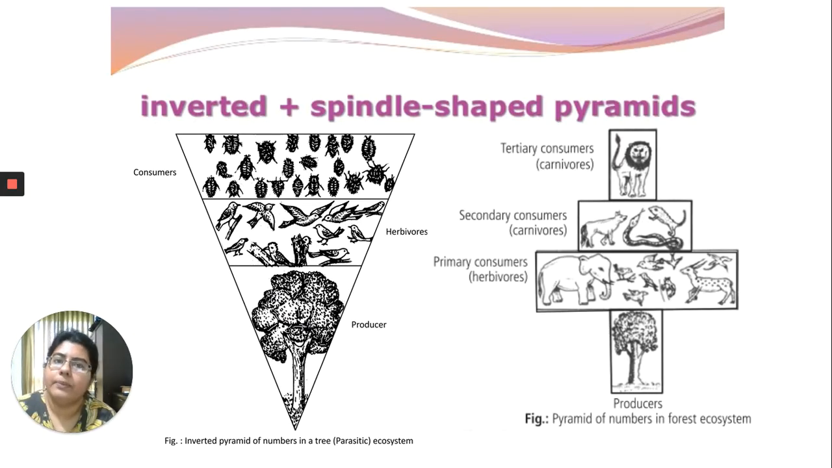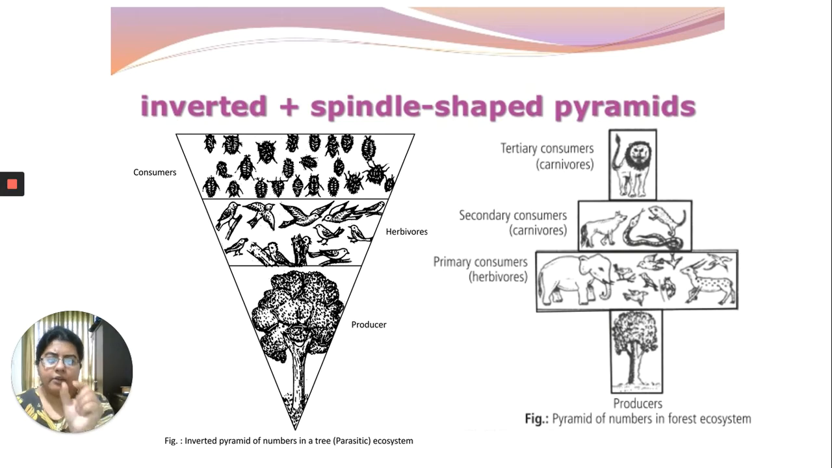Now this is another type of pyramid of number where the pyramid of number is inverted. If you notice, the first one on the left shows the pyramid of number when you're trying to draw an ecological pyramid diagram of a tree ecosystem. Remember, an ecosystem is anything which has biotic and abiotic components interacting. So a single tree can also be called an ecosystem, and here the tree is the producer and it is just one in number.